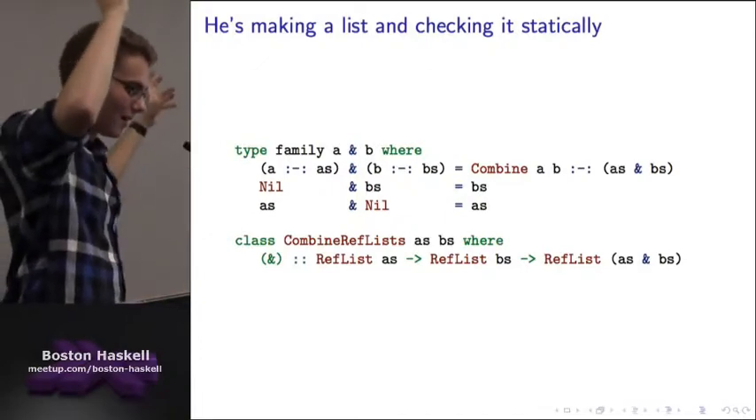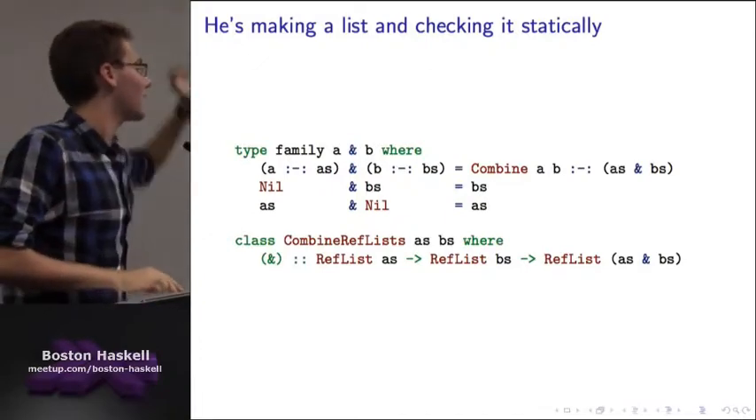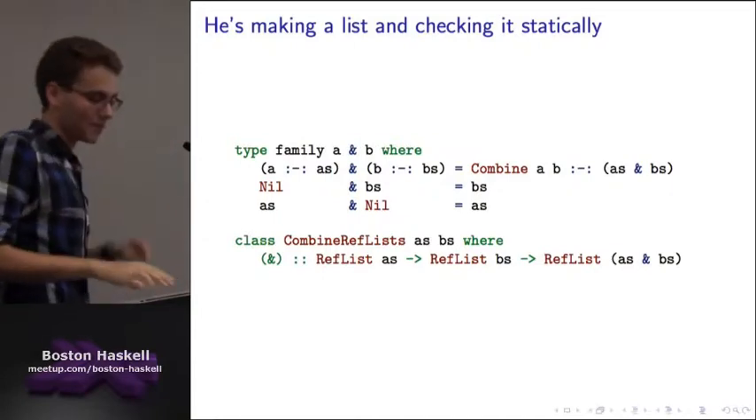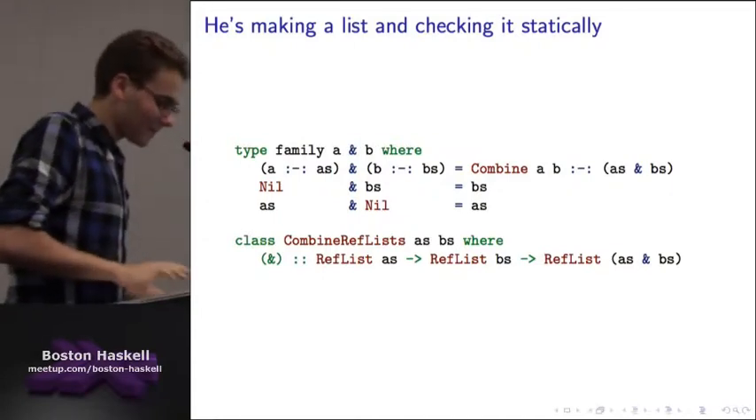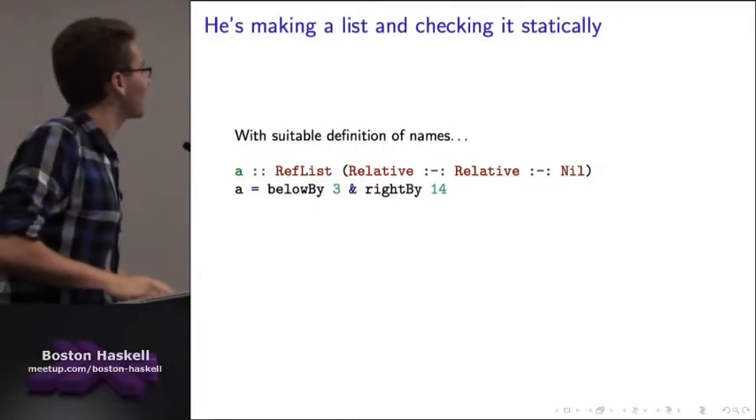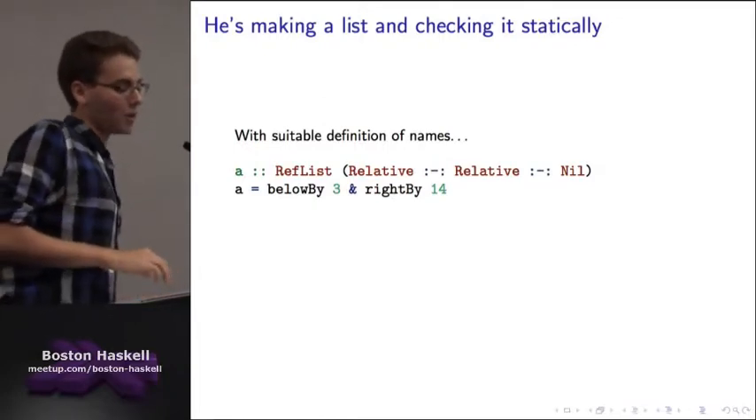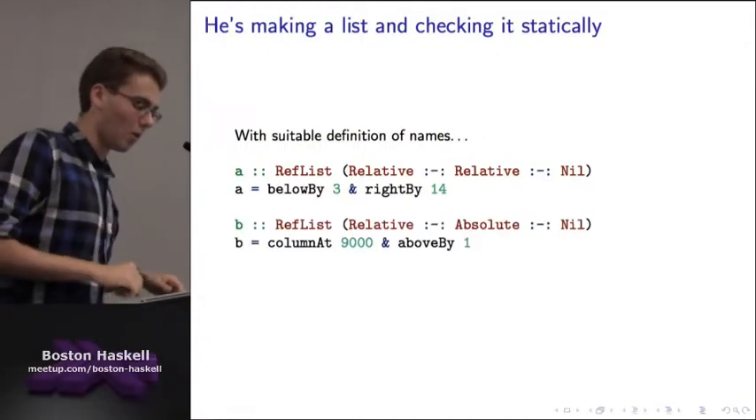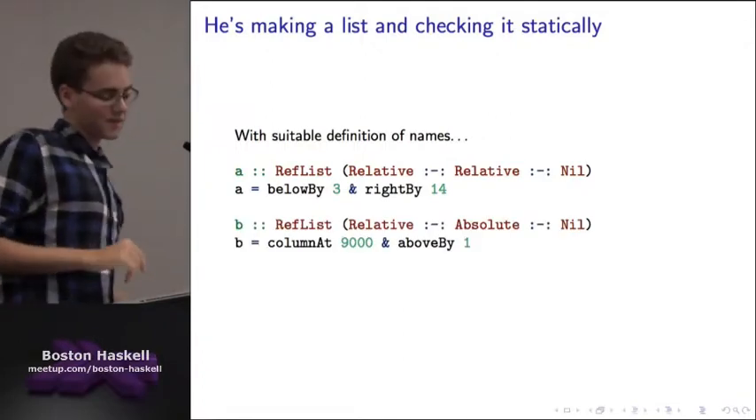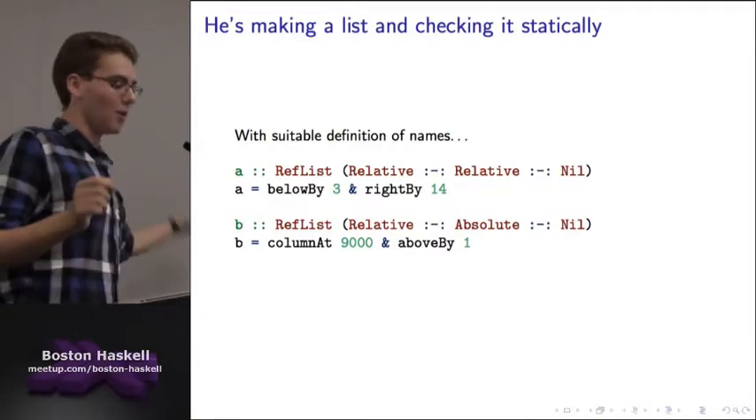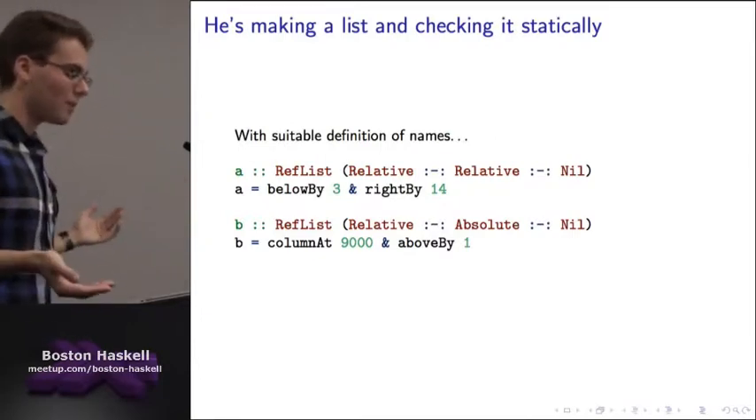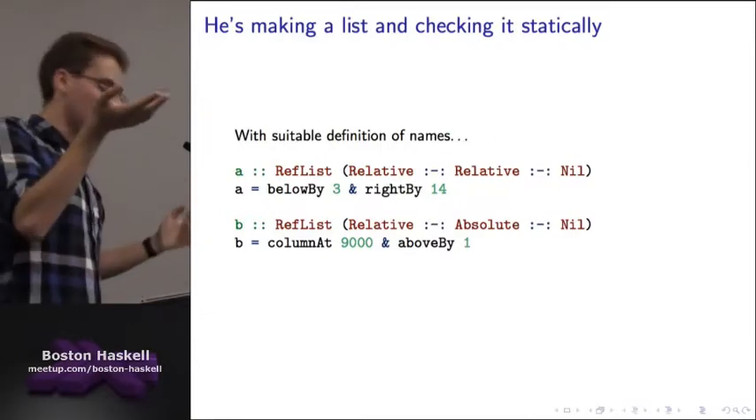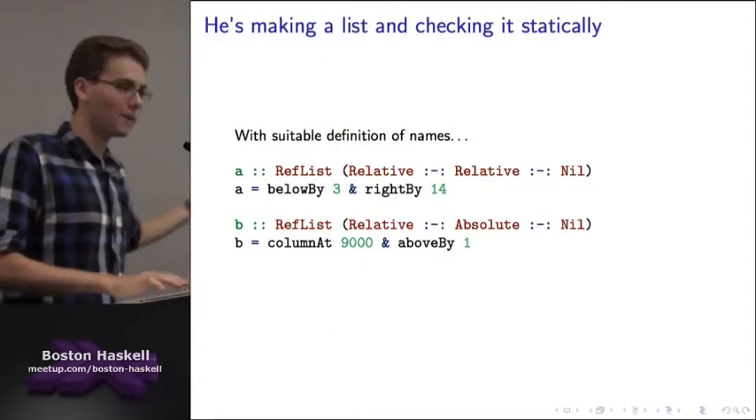And so as a result, we have this class, which is, again, this trick of constraining the class by the closed type family. And with a suitable definition of names, we can say things like below by 3 and right by 14, which is a two-dimensional relative reference. Or column at 9,000 and above by 1, which is a relative reference in the first dimension, but an absolute reference in the second dimension. And their types reflect that.